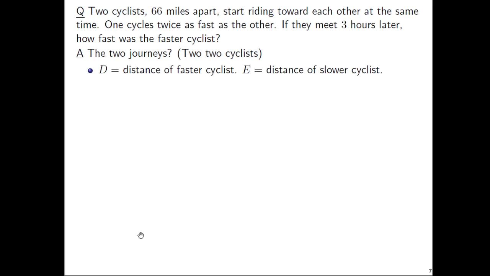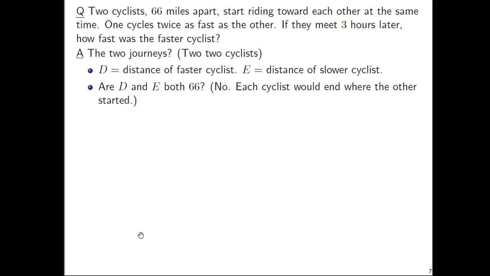Let's say we'll use capital D for the distance of the faster cyclist and then capital E for the distance of the slower cyclist. Are D and E both equal to 66? No, that wouldn't really make sense, right? If we did that, that means that each cyclist would cycle completely past the other cyclist when they met, and they would just each end up where the other person started. So we wouldn't say that D and E are both equal to 66.